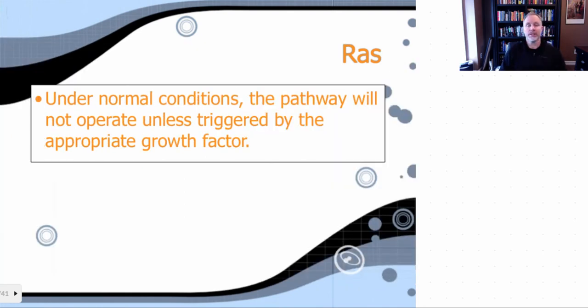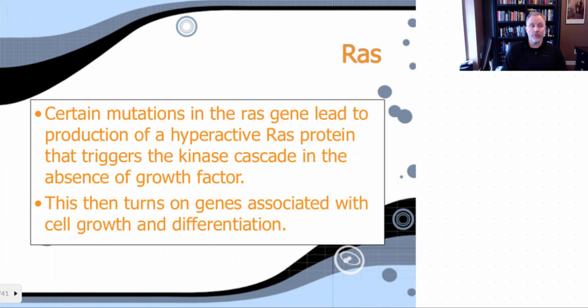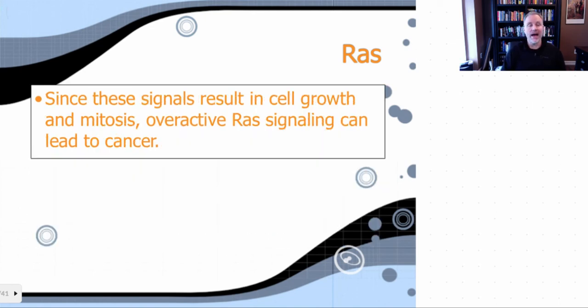And under normal conditions, what this pathway does is it just operates according to the normal signals that it receives. It's not going to work unless it gets the appropriate growth factor. But if you get a mutation in the RAS gene and it leads to this hyperactive RAS protein that signals this cascade of events that results in cell growth and division, in the absence of this growth factor, then it's turning on genes that can be involved in cell growth, cell differentiation, cell division when it's not necessary, and that's what could potentially give rise to a tumor.